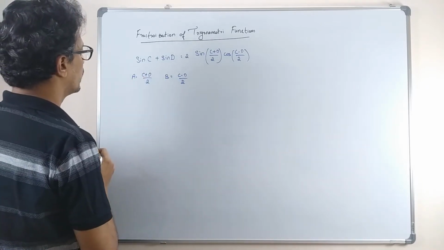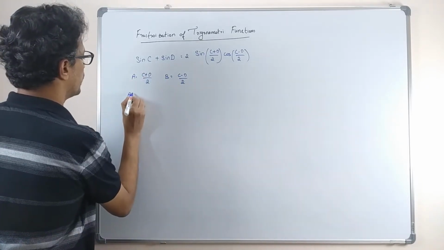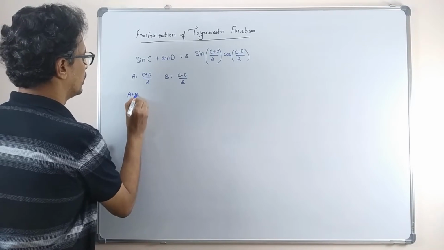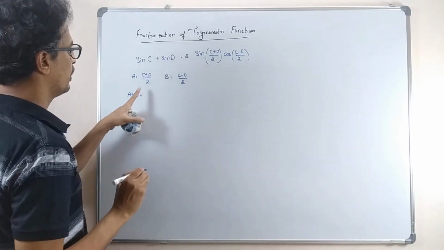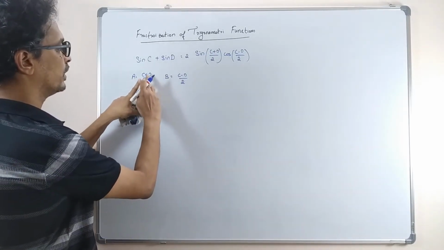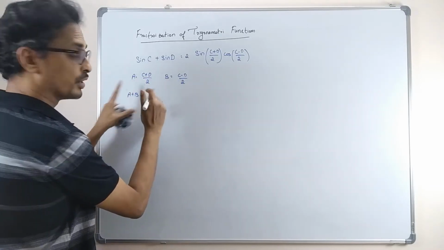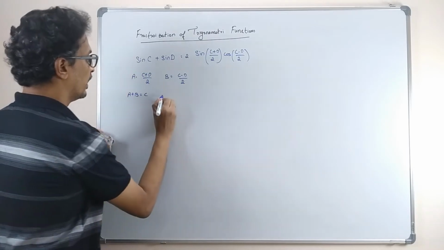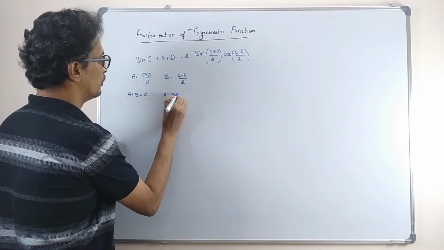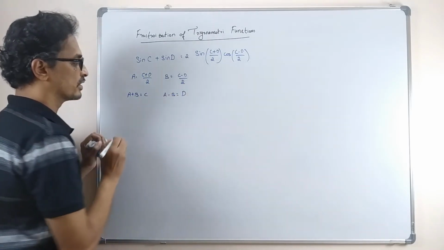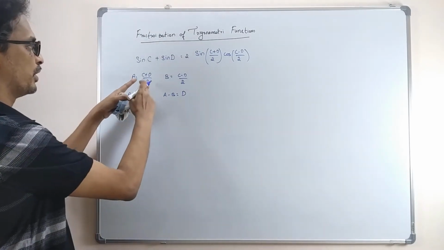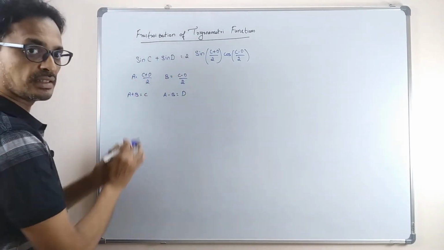Okay, and then what will be A plus B? So A plus B will be, okay, this D by 2 will get cancelled. So 2 times C by 2, so that makes C. Correct? And A minus B will be D. You can check it. Correct? Because C by 2 will cancel, minus of minus becomes plus.